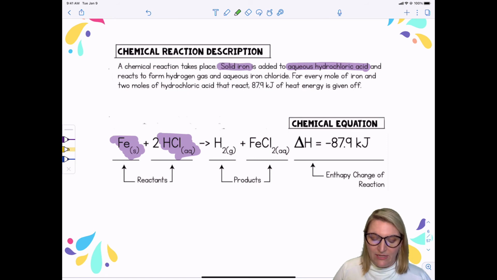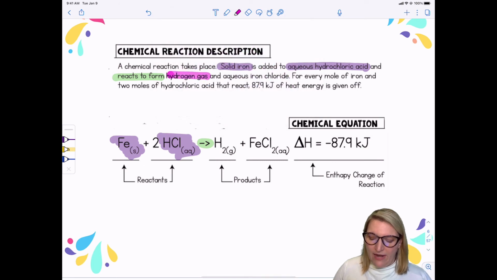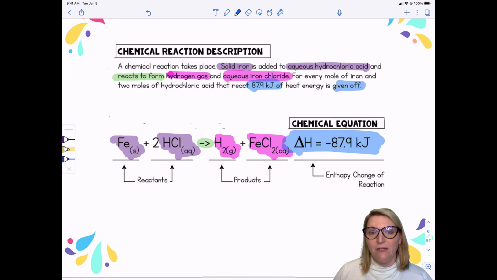So that is what's telling us about the arrow, that there's an arrow there. And then hydrogen gas. There's the symbol for hydrogen gas as one of the products. Aqueous iron chloride. There's aqueous iron chloride right there. And then the second part tells us for every mole of iron and 2 moles of hydrochloric acid that react, 87.9 kilojoules of energy is given off. And so there's that delta H. It's a negative number. That's the given off part, which is why that's a negative.